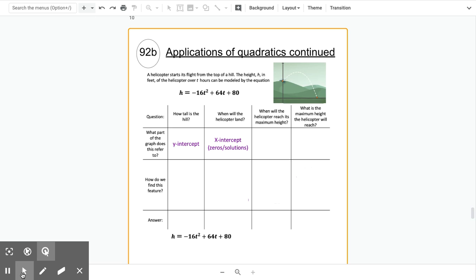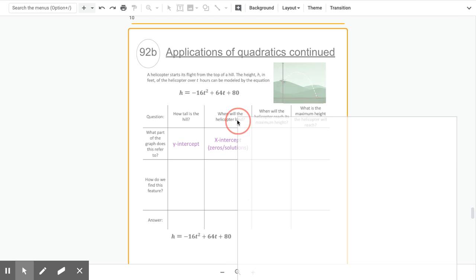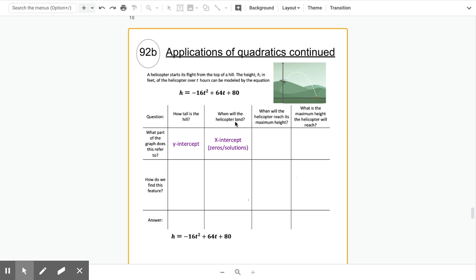Now, how do we know? Well, again, they're asking for when it's going to land, and landing would be our ending point, right? So when we end a scenario, that's going to be referring to our x-intercept. What about the next question? The next question asks, when will it reach its maximum height?